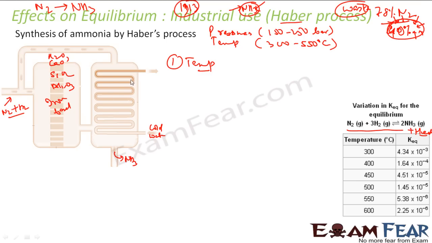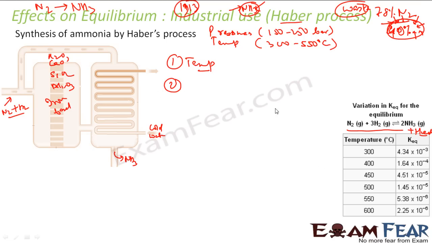So what we do, we use coolant to decrease the temperature. The moment you decrease the temperature, ammonia comes out and it is collected, and again you increase temperature here. So thus, by playing with the temperature, by using coolant, we are able to get more ammonia. Correct? So we played with the temperature.